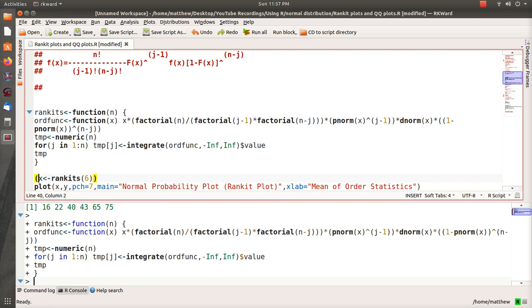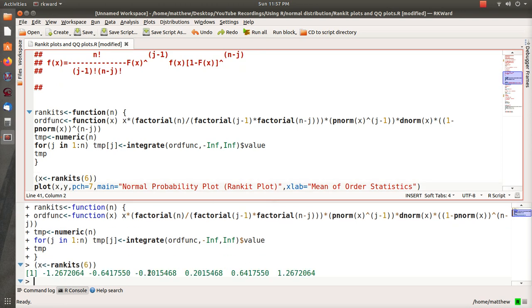And then let's just look at the first 6 rankits. And so this is it. So these are values in the standard normal density distribution. And so, right, the left three are negative, the right three are positive, and so we think these represent the 6 values in our sample, assuming they came from a normal distribution.